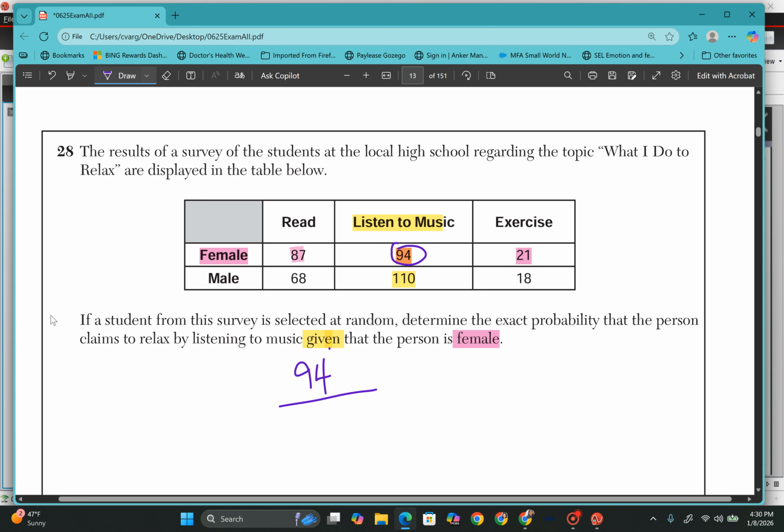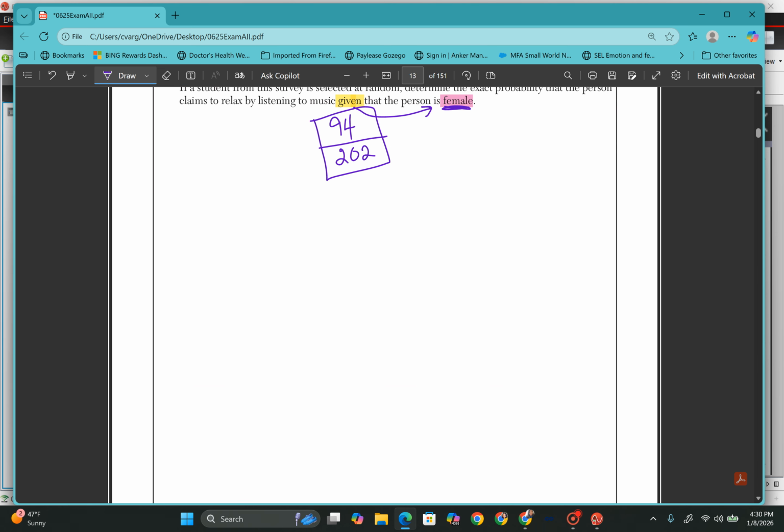Over, after the word given, do you see how there's females? So we want to see the total number of females. So you're going to add up 87 plus 94 plus 21, and that's going to give us 202. So 94 over 202 is our final answer. Pretty straightforward. This is why we save this for later.